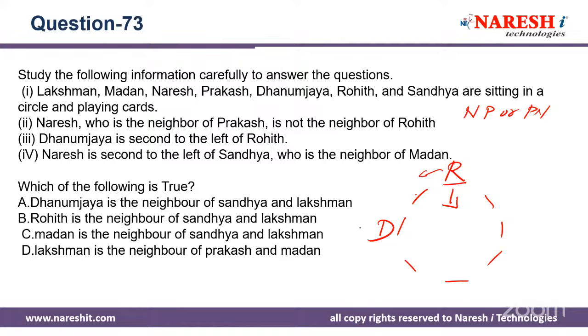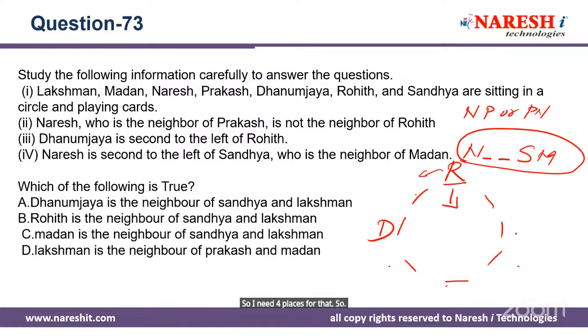Next, Naresh is second to the left of Sandhya, who is the neighbor of Madan. So Sandhya and Madan should come next to each other, and Naresh is second to the left of Sandhya. We have to put these people in such a case. So I need four places for that. One, two, three, four. If you take these four places, I can put M here, Sandhya here. So this is also not possible. M should come here only. Then this is empty, this should be Sandhya, empty, empty, and Naresh.